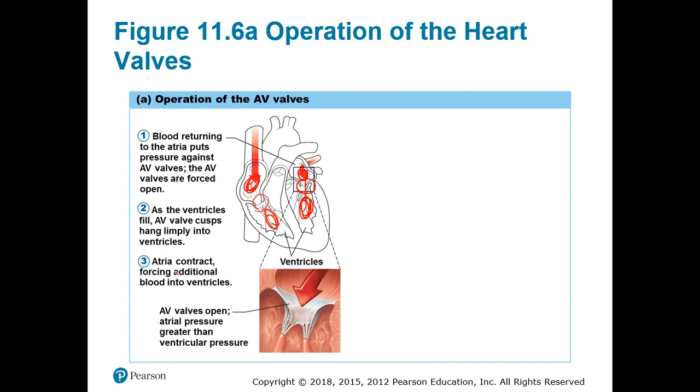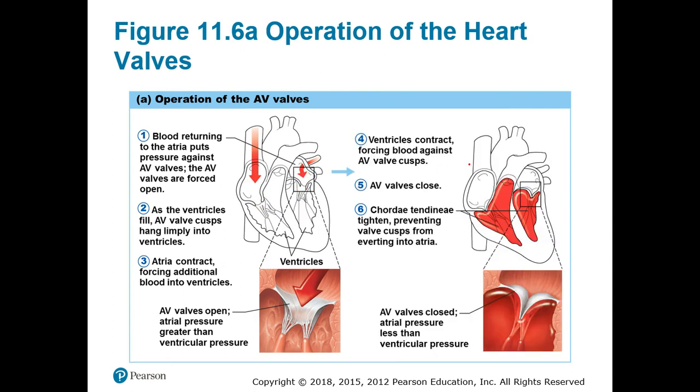Atria then are going to contract to force out any remaining blood that's in them into these ventricles. Then, once the ventricles fill up, this pressure change causes our AV valves to close. So notice, see how they're closing? And we want to keep those closed because we don't want the blood to flow back up to the atria. We want to keep it going in one direction. So when this contracts, it's not going to send blood back up to the atrium.